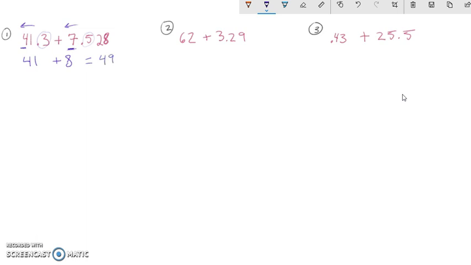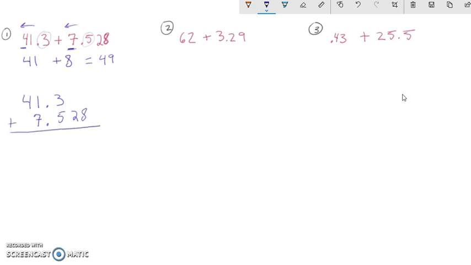So when I add my decimal numbers together, I need to make sure I line up my place values, right? So 41 and 3/10 plus 7 and 528 thousandths. That 7 is in the ones place, so I'm going to put the 7 below the 1 in the ones place. And then the 5 in the tenths place below the 3 in the tenths place. And then the 2 and the 8.